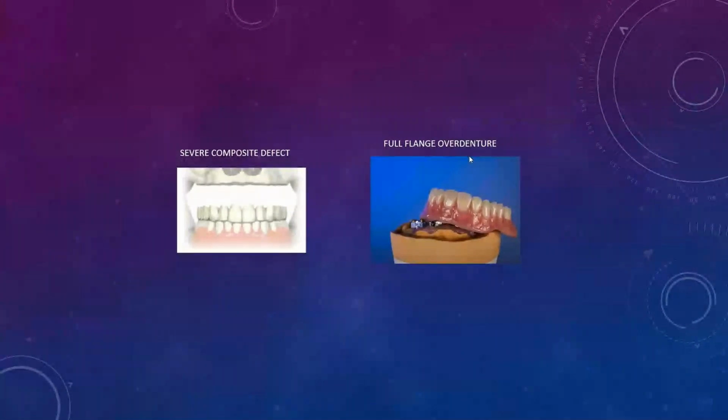Okay, when you have a severe defect, right, not just vertical but also a horizontal defect, where you have a lot of deficiency in the lip support, something you should probably be doing is a full flange overdenture, because you need to build up the space that was completely lost, so you have to rebuild it completely. Okay.